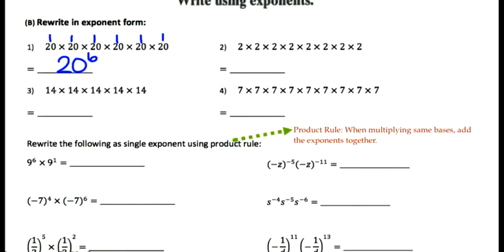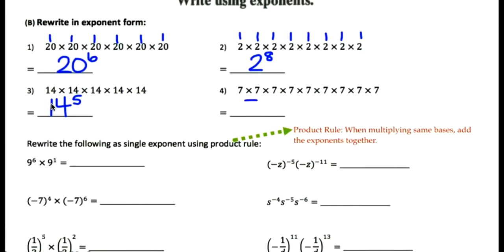Looking at number 2, there are 2's in my base. How many of them are there? 1, 2, 3, 4, 5, 6, 7, and 8. So we're going to have 2 to the 8th power. Looking at number 3, our base is going to be 14. And how many 14's are there? 1, 2, 3, 4, 5. So 14 to the 5th power.